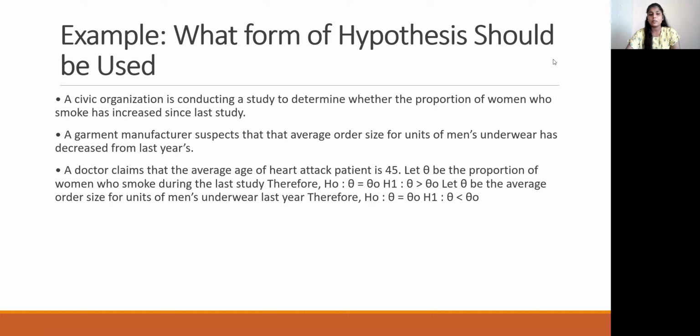Let theta be the proportion of women who smoked during the last study. Therefore, H naught is theta equal to theta naught, and H1 is theta is greater than theta naught. Let theta be the average order size for units of men's wear last year. Therefore, H naught is theta is equal to theta naught, and H1 is theta less than theta naught.